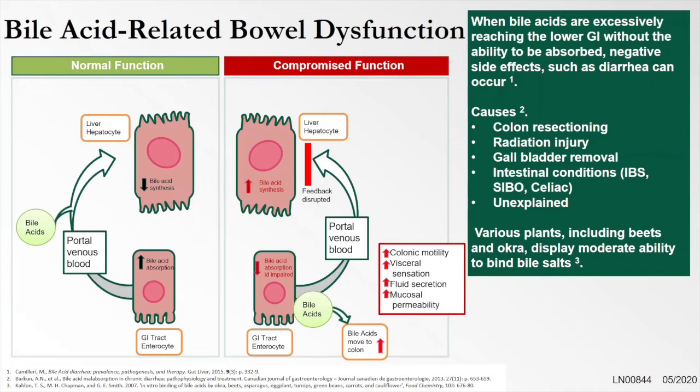Also, when you look at where you would see this, what sorts of things are causes, there's quite a number of different causes. People who have had some kind of colon resectioning, radiation injury, gallbladder removal, as well as various intestinal conditions. This is something that can be seen with IBS, SIBO, people with celiac disease. And then for others, it's just an unexplained phenomenon at this point, where there's no clear cause, but it's still something that's occurring.